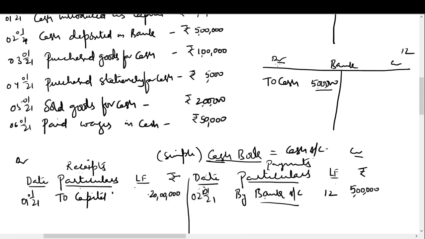Purchased goods for cash rupees 1 lakh. Now again, if you see the transaction, it is just a payment. So I will go to the payment side. 3rd January 21, I will write here by purchases account. I don't know the page number. Let us assume it is page number 15 in the ledger. I will write 1 lakh rupees on the payment side.